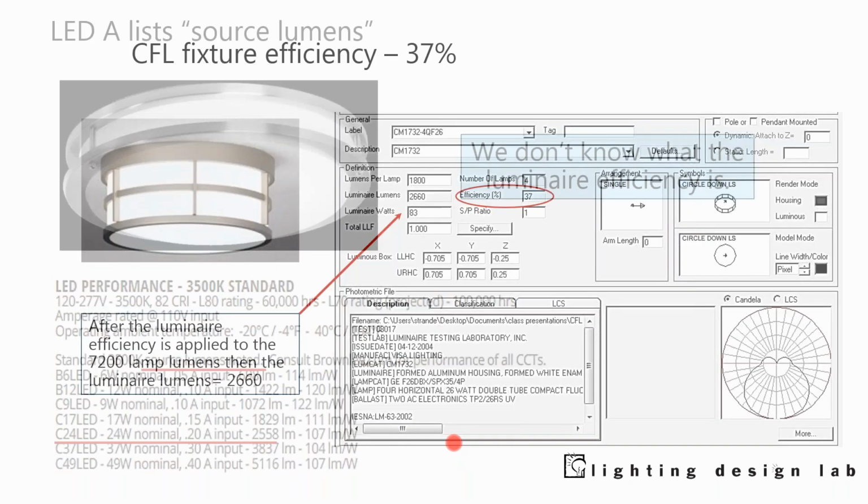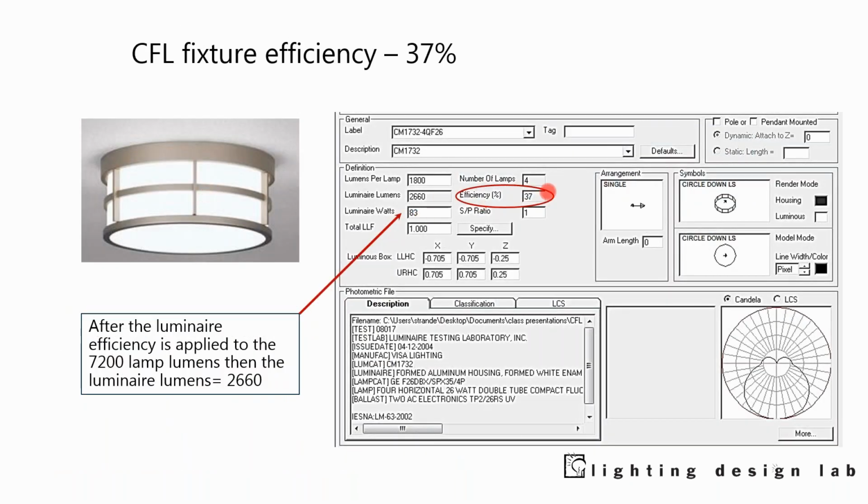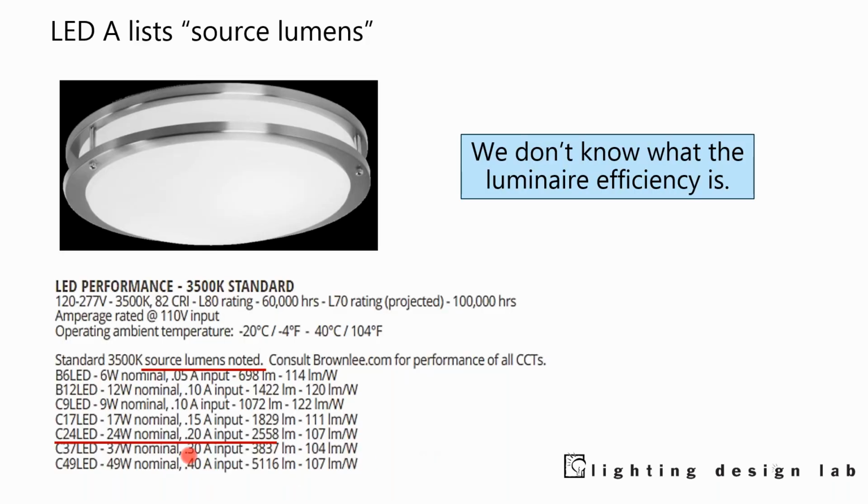Well, if it's anything like this fixture, we're going to lose a lot of those lumens. They're never going to make it out. We know that. So we don't know how many lumens we're going to get.